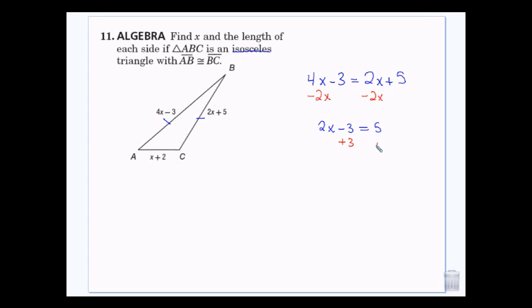Add 3. And then finally divide by 2. And I have x equals 4. So I found x. I did this part. But it says, and the length of each side. So I'm only part of the way done. So this is like a 4-part problem. I've done 1 part.